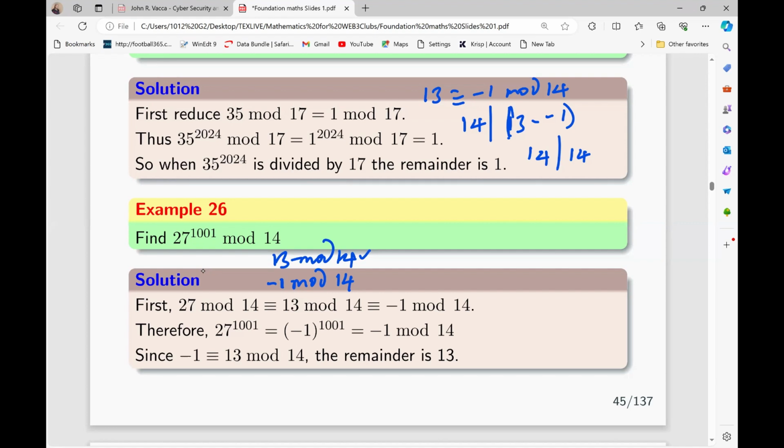And I said ignore the power for a moment, so it is the same as that. You can now bring the power back. When you bring the power back to a negative number, you put it inside the bracket before you raise it to that power. The power that we have is an odd number.